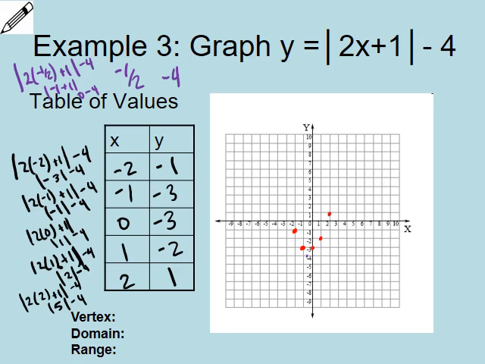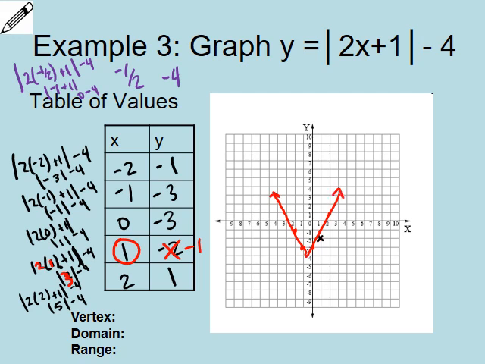So let's correct my work and let's go to where I plugged in 1. 2 times 1 is 2. 2 plus 1 is 3. The absolute value of 3 is 3. 3 minus 4 is negative 1. Let's see if that fixes my mistake. Cross that off. I'm going to be at 1, negative 1. Hey, that looks better. Therefore, now I have my perfect symmetrical V shape.